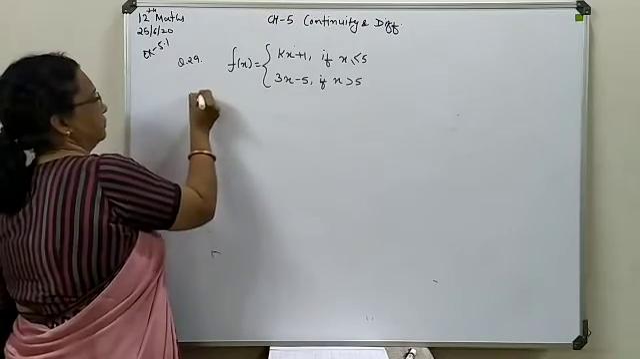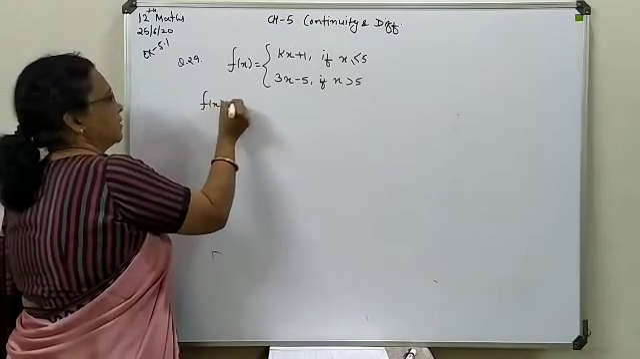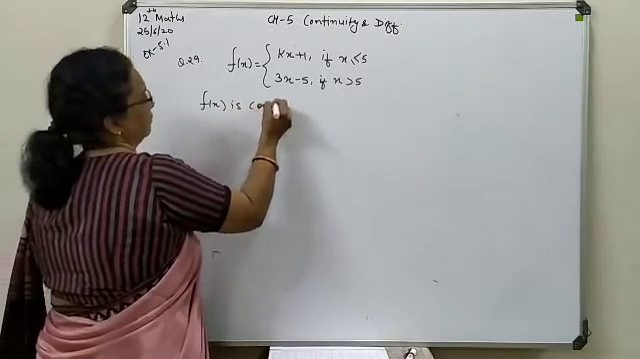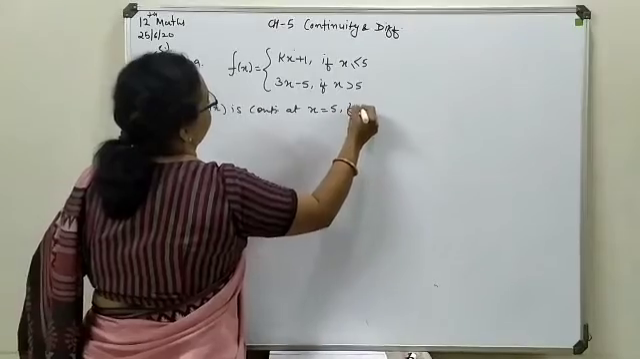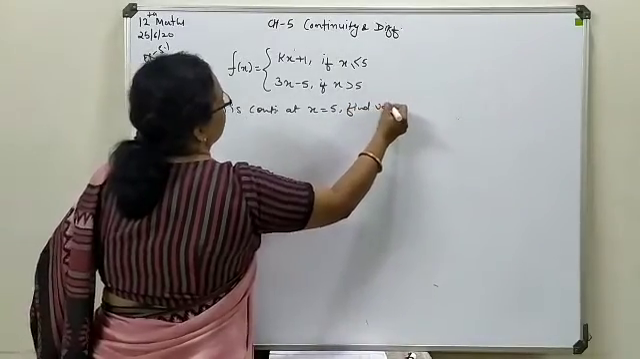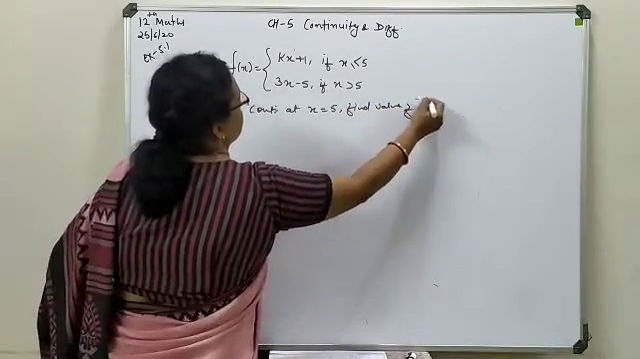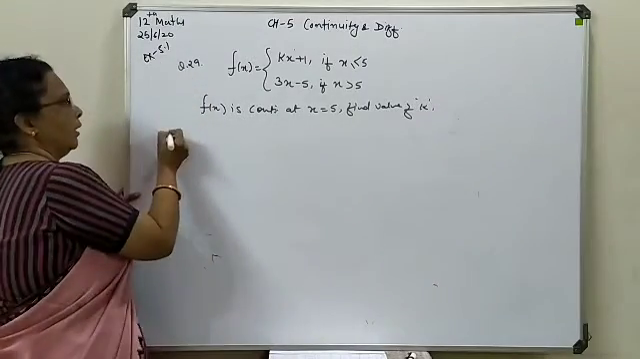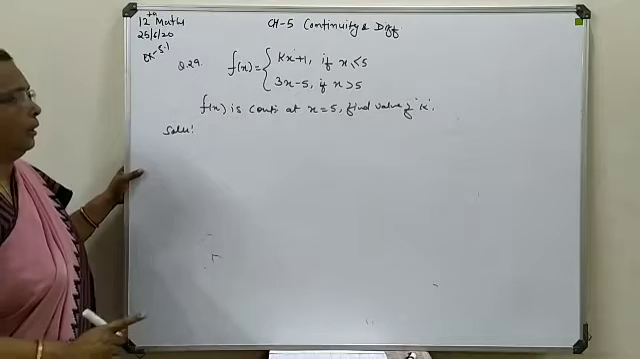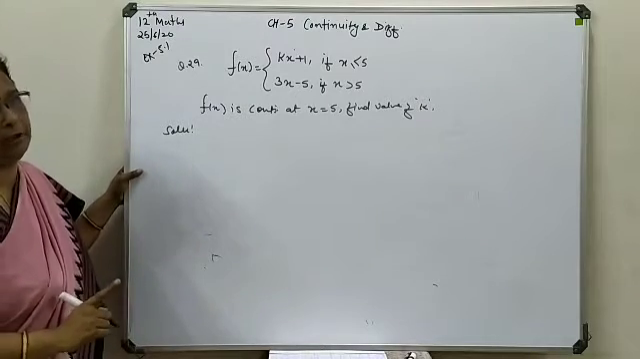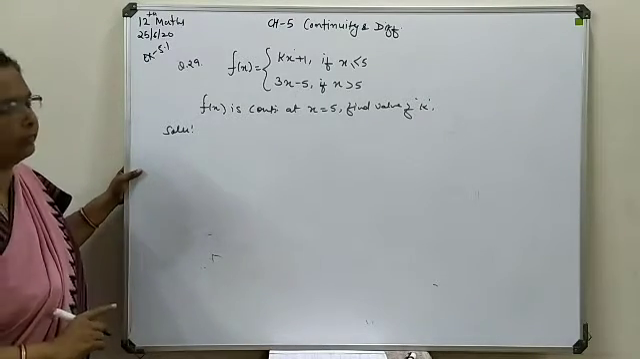So here f(x) is continuous at x is equal to 5, given. So we have to find out the value of k. Again, using the same method, the basic condition for continuity, any two conditions you can follow here.